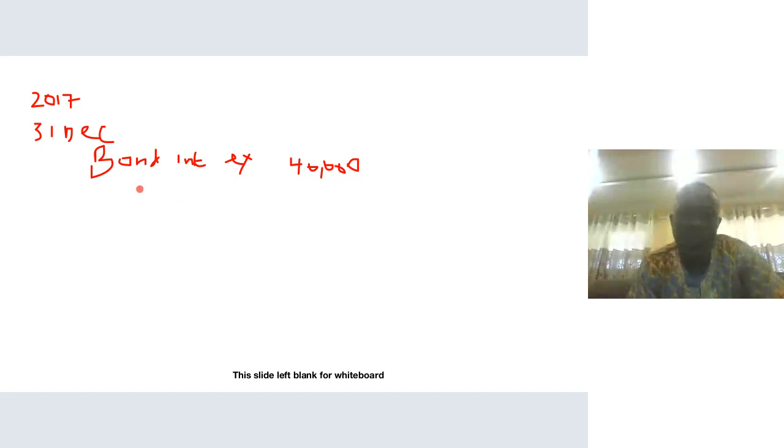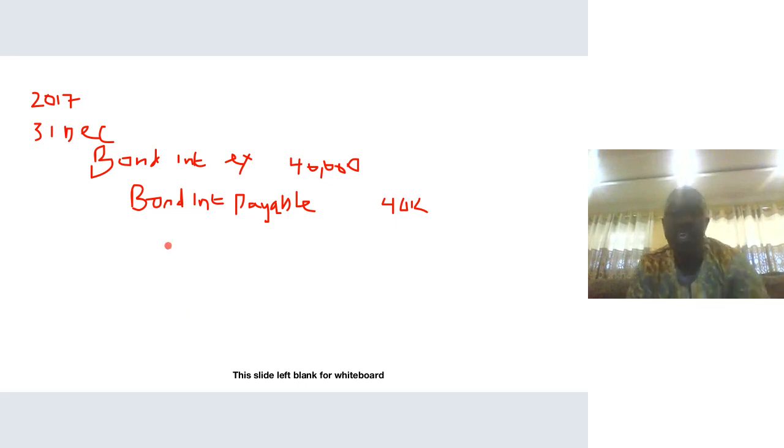bond interest payable, or if it is cash, you credit cash. But if you have not paid, then this is how to record it. Bond interest, not expense now but payable, because you have not paid. Liability. Bond interest payable, again 40,000. So that is to recognize the accrued expense.